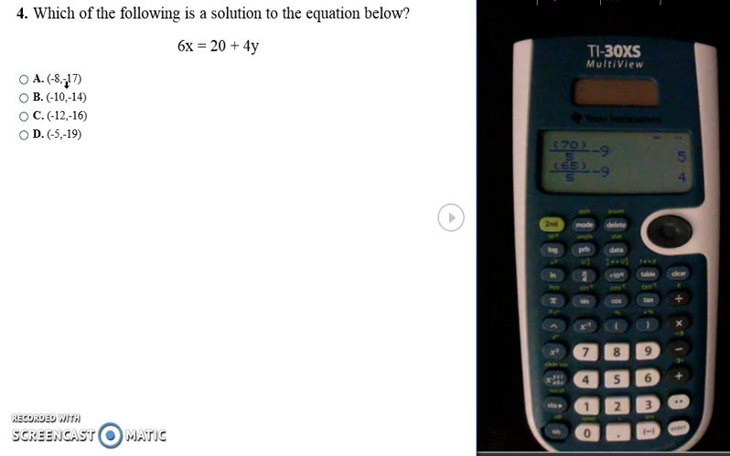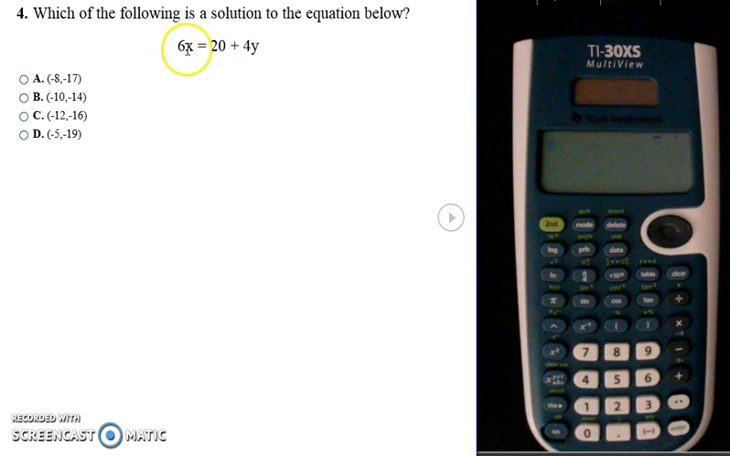Now this one here, it has an x and a y, and in the coordinates here we have an x and y number for each choice. So I'm just going to see if when I substitute in a negative 8 for the x number in choice A and negative 17 for the y number in that same coordinate, if that will make both sides equal. So I'm going to go ahead and clear this.